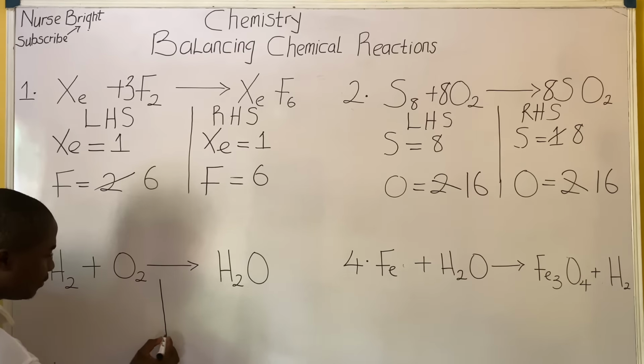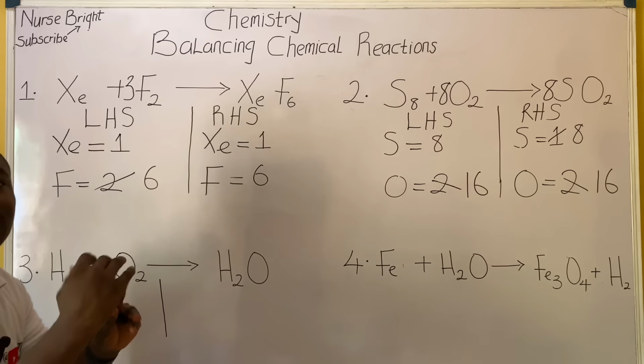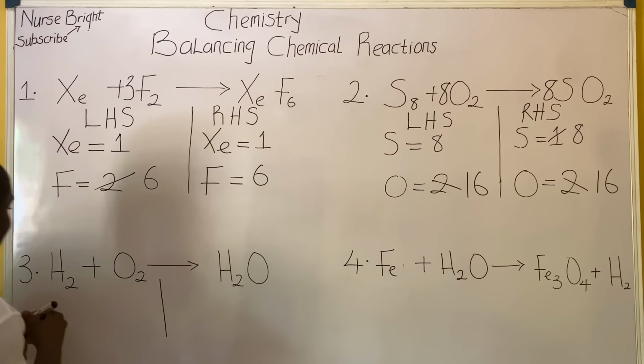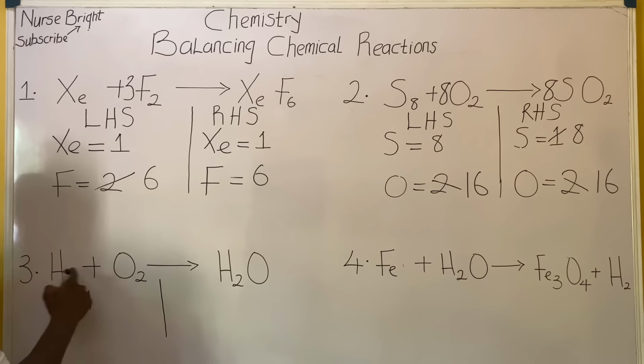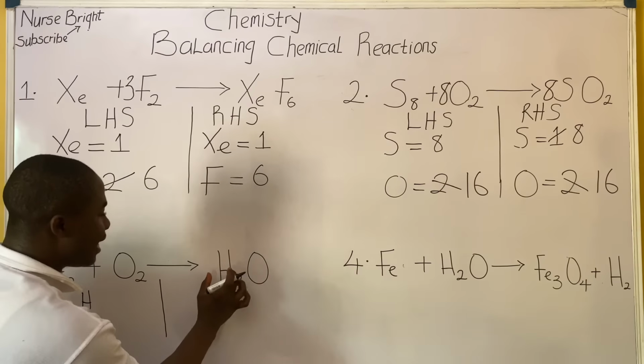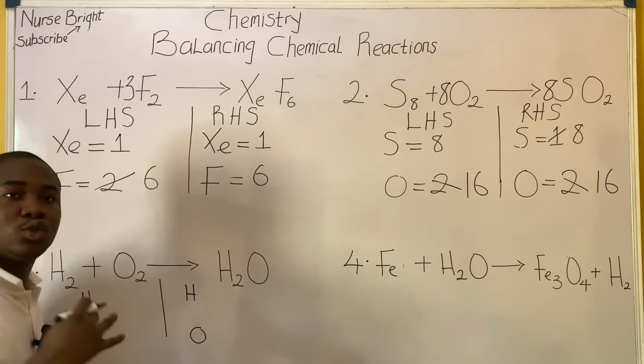So let's do that, which we just did, all right? Moving further, we have to write out the elements we're having at both sides. This is the left and this is the right. In the left, we are having H, hydrogen, and also oxygen. Are you there? In the right hand side, the same, we are having hydrogen as well as oxygen. So what do we do next?